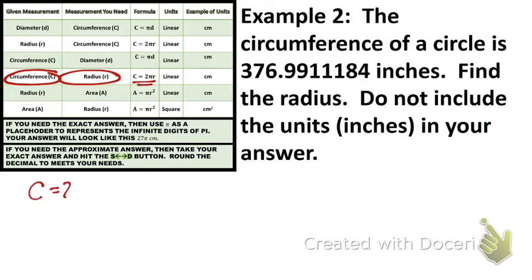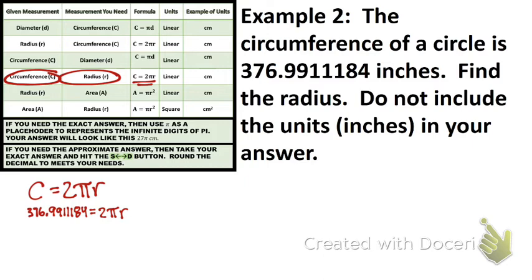So we have C equals 2 pi r. This time they're telling us the circumference, so we're going to replace the C with a number, and we're going to leave the r as the variable in the problem. So we have 376.9911184 equals 2 times pi times the radius. Now this is the part that we're really practicing today. What algebra do we need to do to change this equation into an equation where the r is by itself?